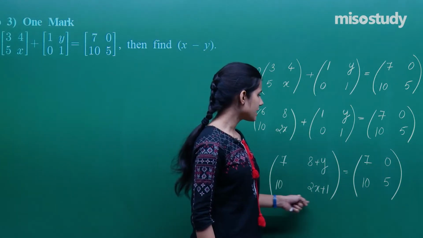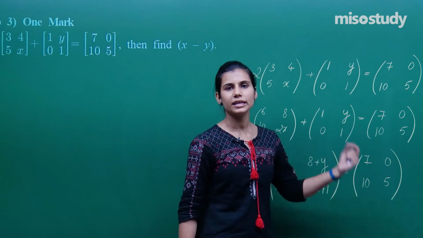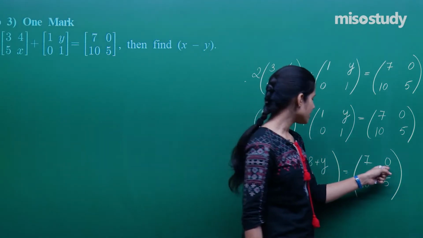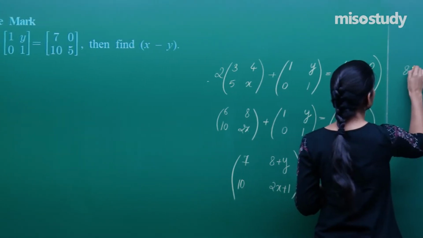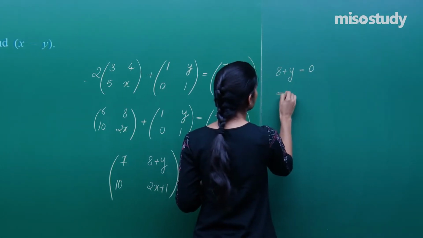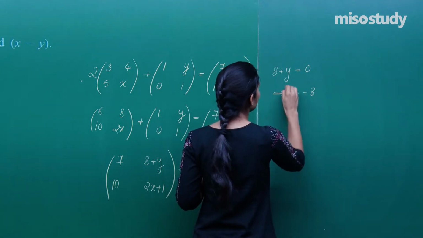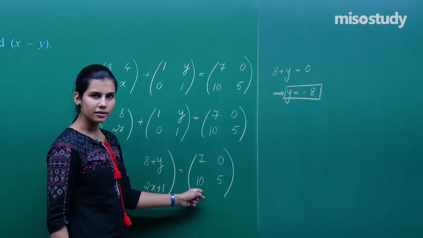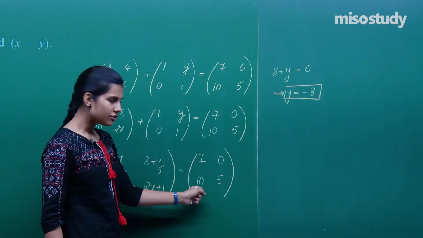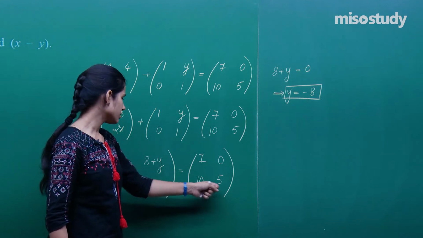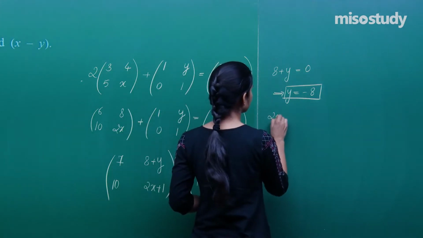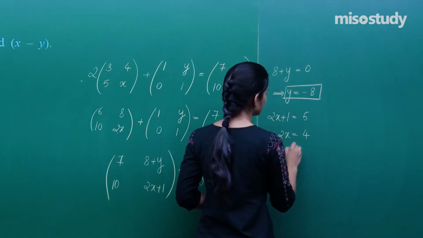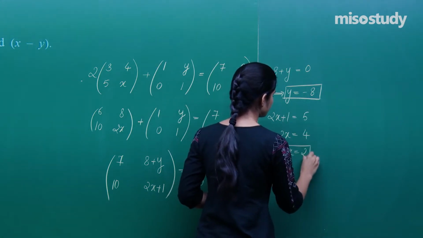When two matrices of the same order are equal, that means corresponding entries are equal. So 1 1th entry is equal to 1 1th entry, 1 2th entry is equal to 1 2th entry. That means 8 plus y is equal to 0, which implies y is minus 8. Then you have 10 is equal to 10, that is 2 1th entry equals 2 1th entry, and 2 2th entry equals 2 2th entry. So 2x plus 1 equals 5. That means 2x equals 5 minus 1, that is 4, x is equal to 2.